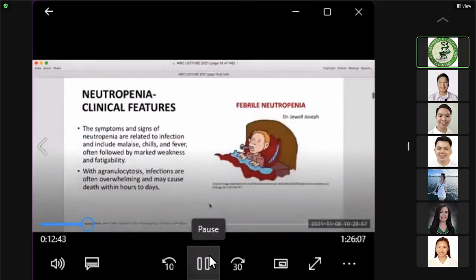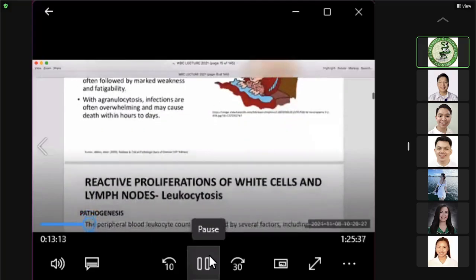What are the other clinical features? The signs and symptoms of neutropenia are related to the infection. Your patient may manifest with fever and chills, body malaise, weakness, and easy fatigability. Then there are instances where overwhelming agranulocytosis can be associated with the death of the patient within hours to several days.